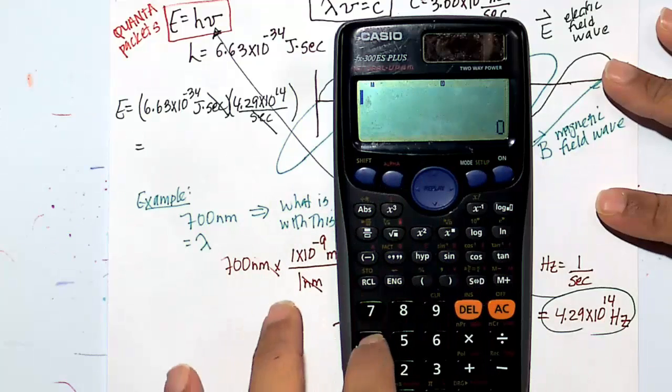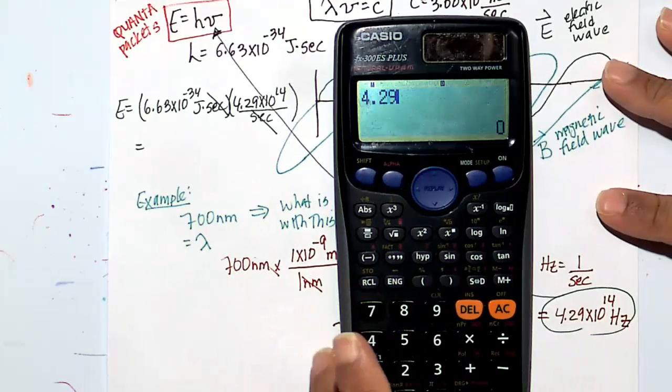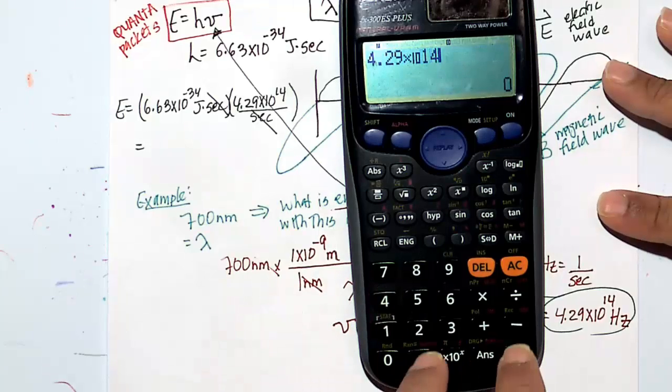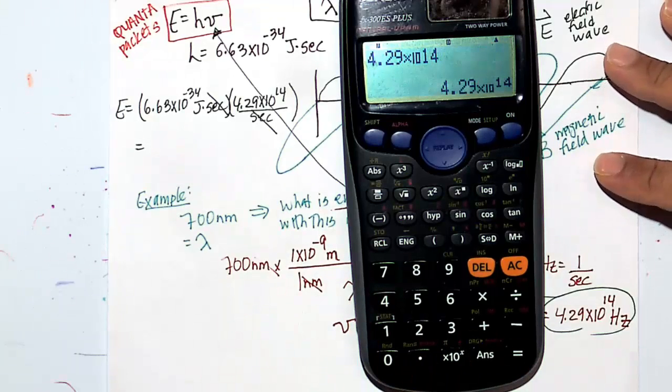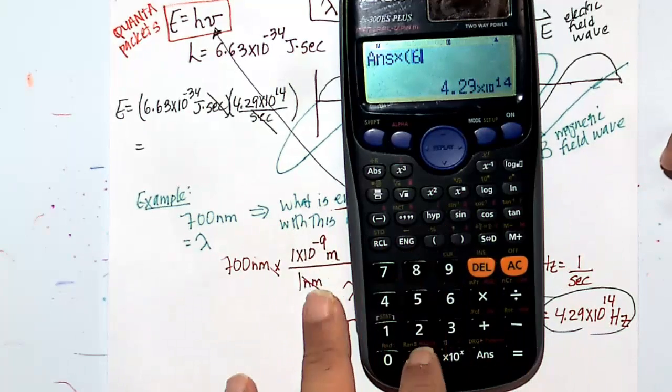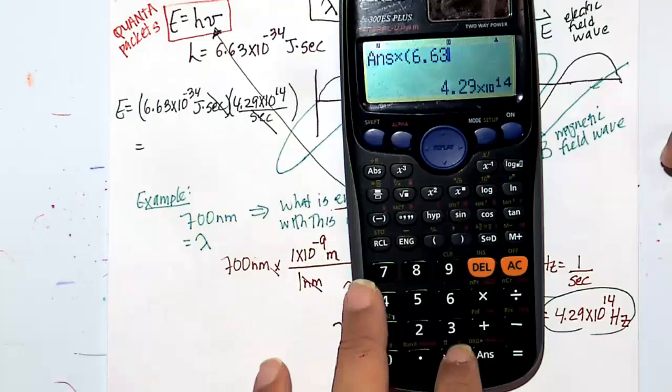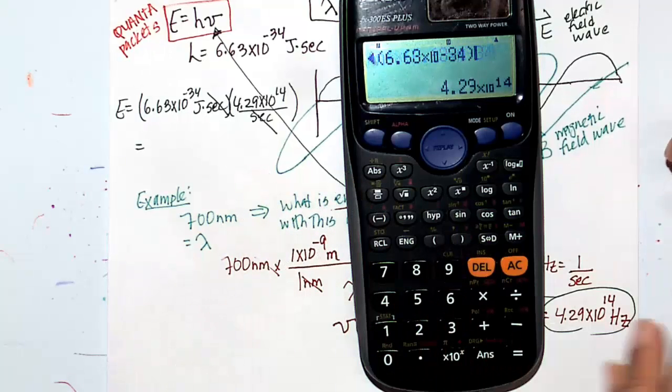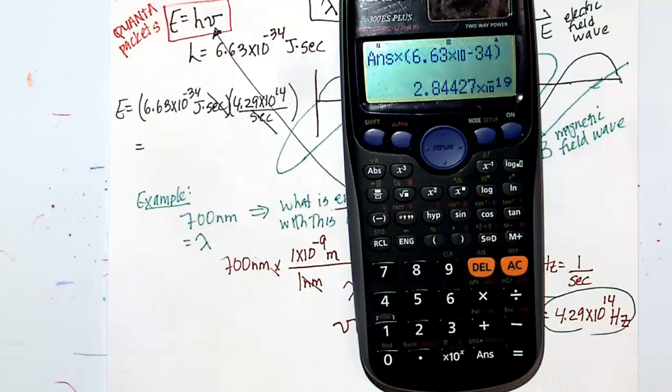4.29 times 10 to the 14 times Planck's constant, which is something I'll give you, so do not memorize it. 6.63 exponent minus 34. Close the parentheses. And I'm getting 2.84 times 10 to the minus 19 joules. So a very, very low amount of energy coming to your eyes from this red light. Doubt it will really harm you.